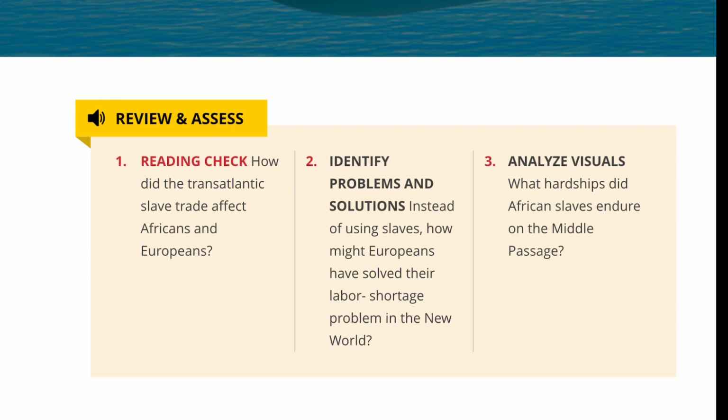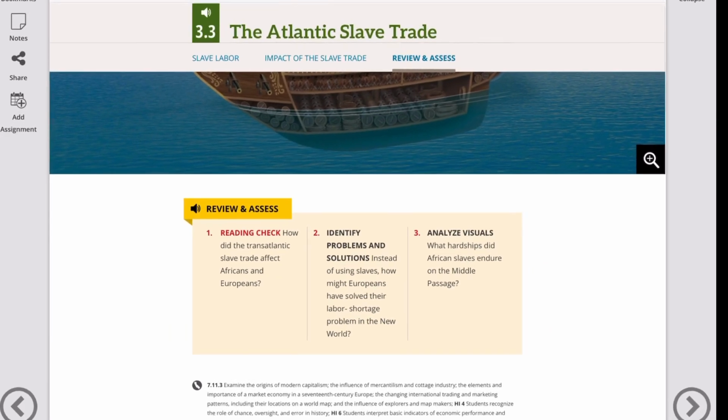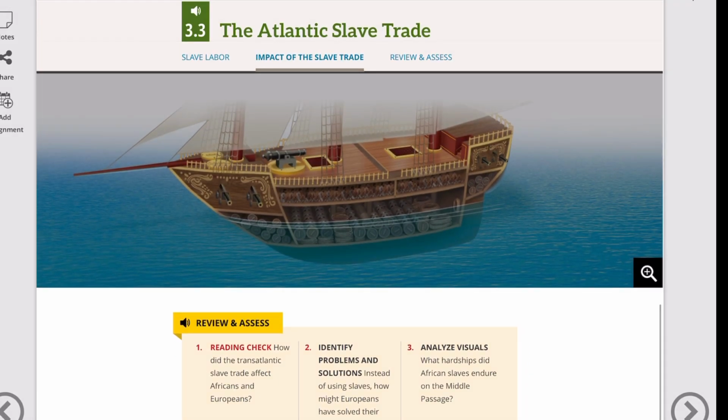And number three should be easy. Analyze visuals. What hardships did African slaves endure on the Middle Passage? I want you to take a look at this picture again, the Middle Passage, and come up with a description of how the African slaves endured the Middle Passage.